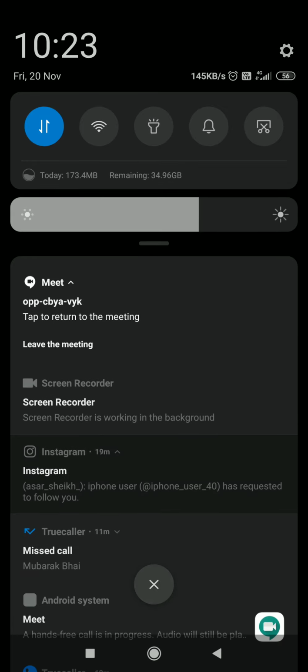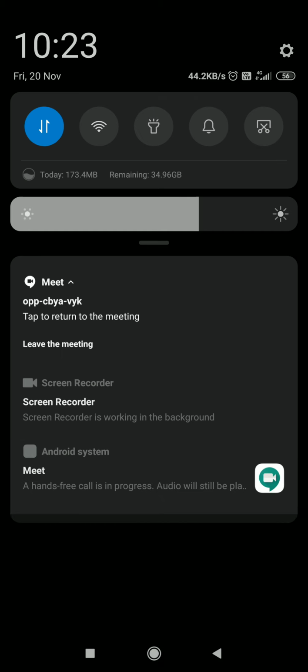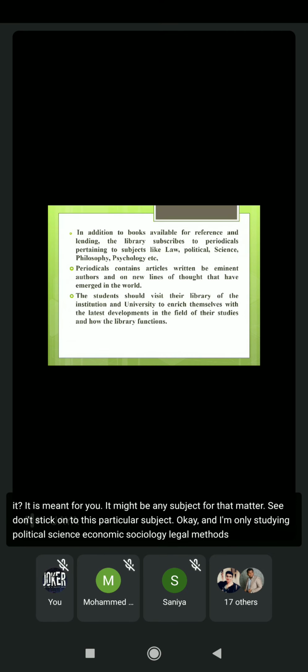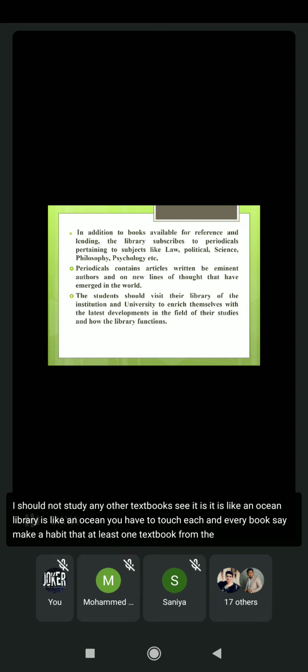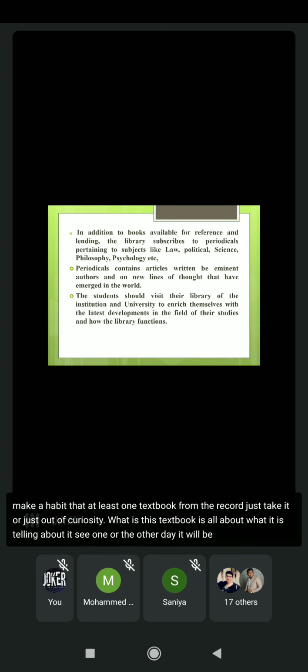Don't stick to this particular subject, saying, I'm only studying political science, economics, sociology, legal methods, and English, I should not study any other textbook. Library is like an ocean. You have to touch each and every book. Make a habit that at least one textbook from the rack, you take it out, just out of curiosity. What is this textbook all about? What is it telling? One or the other day it will benefit you.